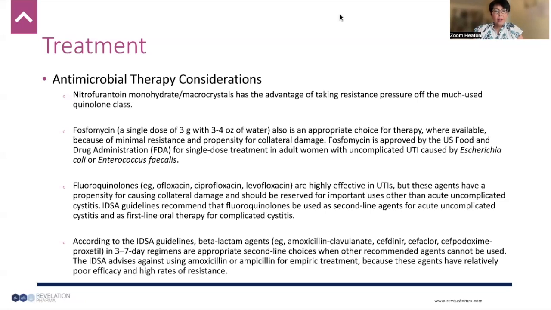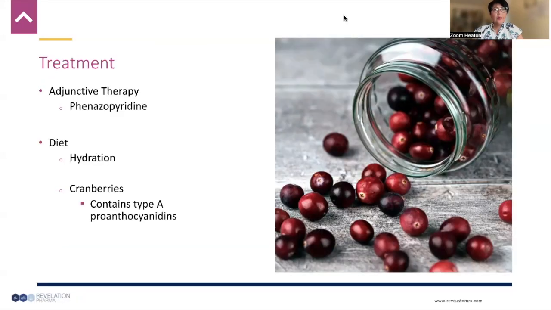And the IDSA advises against using amoxicillin or ampicillin for empiric treatment because these agents have relatively poor efficacy and high rates of resistance. So, adjunctive therapy: patients with intense dysuria can obtain symptomatic relief from this bladder analgesic, phenazopyridine, to be used for 1 to 2 days. Of course, avoid long-term use, since this agent may mask symptoms of therapeutic failure or recurrence. And of course, drink plenty of water.